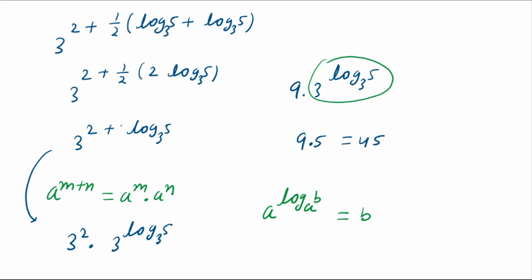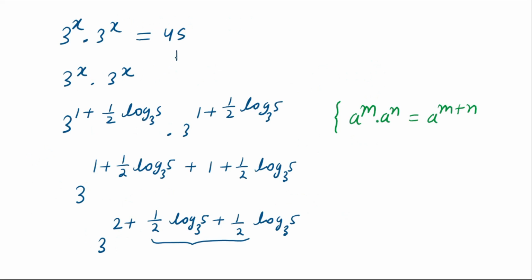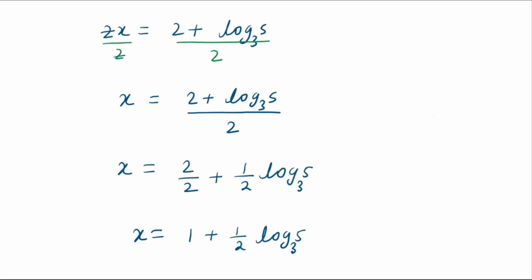And look carefully, the right hand side of the given exponential equation is 45. It means if you substitute x is equal to 1 plus half log 5 with base 3 in the given exponential equation, then the left hand side and right hand side are both equal. It means this value of x is correct. So this is our final answer.